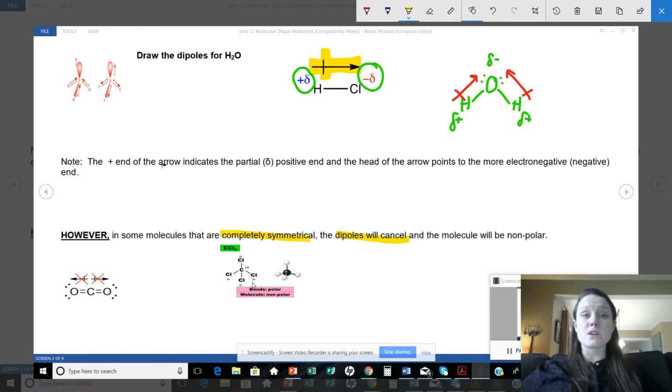Another great example is carbon tetrachloride. Okay, we've got carbon in the middle, 4 chlorine atoms surrounding it. If you do the math, the bond in between chlorine and carbon is a polar bond. But because you have 4 equal and symmetrical dipoles pulling with equal and opposite strength on that carbon atom, those 4 dipoles end up canceling each other out, so that is a nonpolar molecule. Okay?